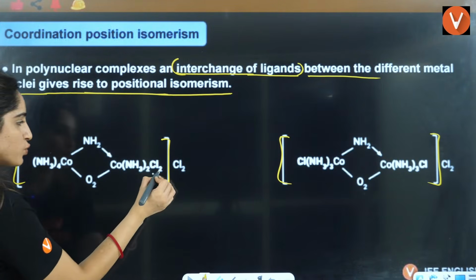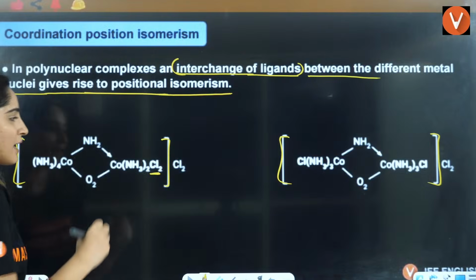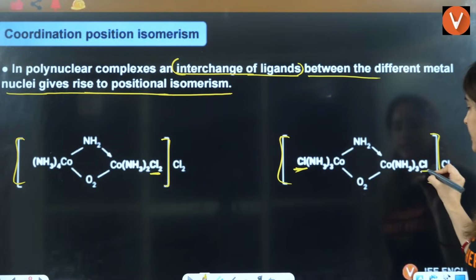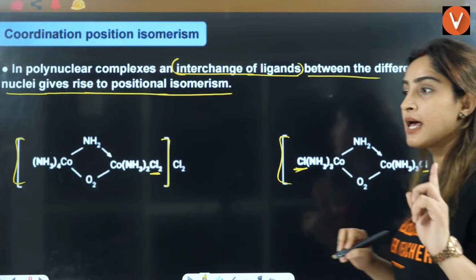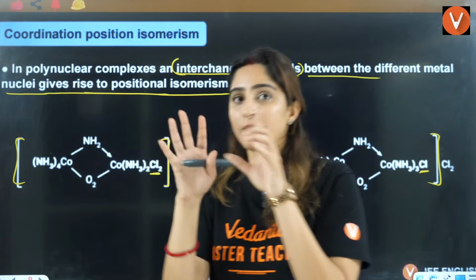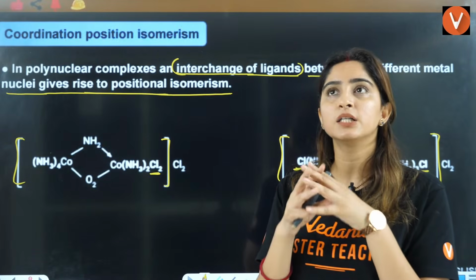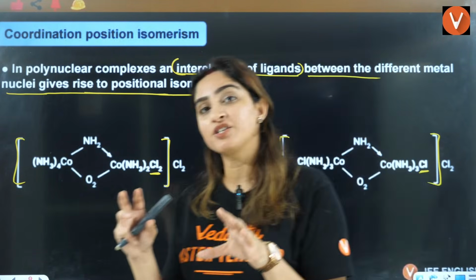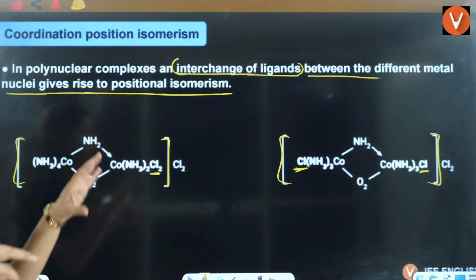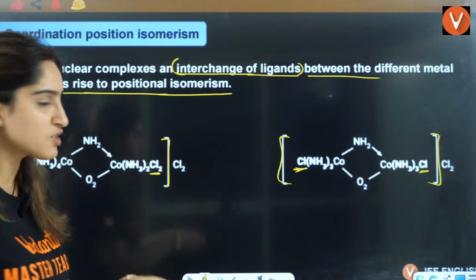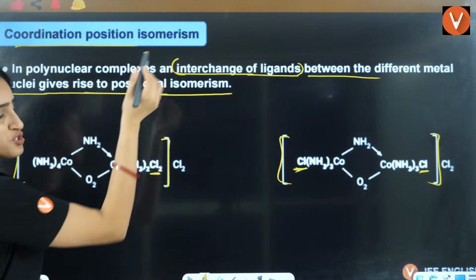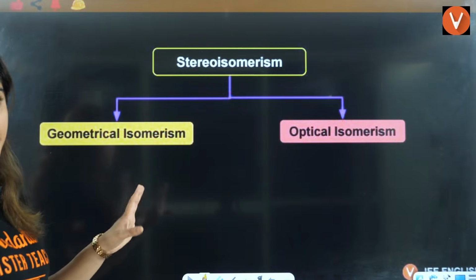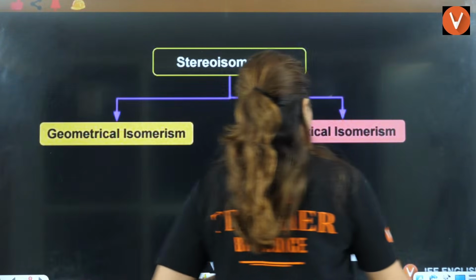Like here you have 2 Cl in this position, and here you will have one Cl here and one Cl here. Because we are saying that the ligand position will interchange inside the coordination complex, that is why it is called coordination, and here the position is changing. So that's why it is called coordination position isomer. Very rarely you will see this, but yes, that was important for you.